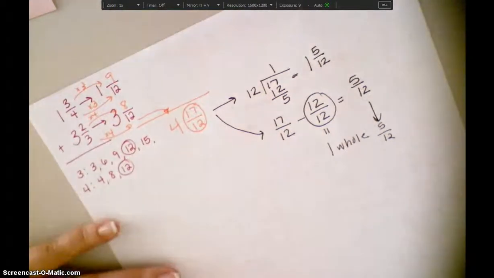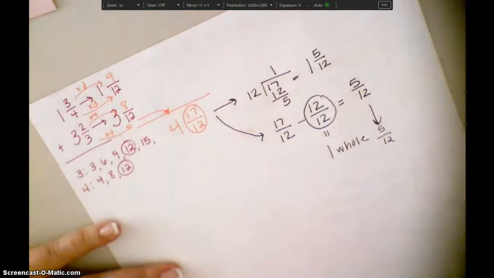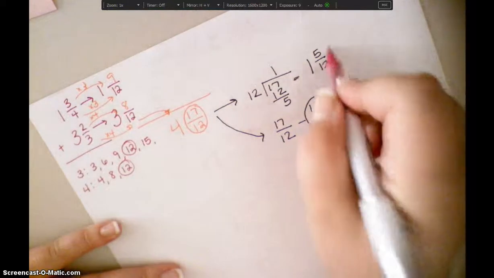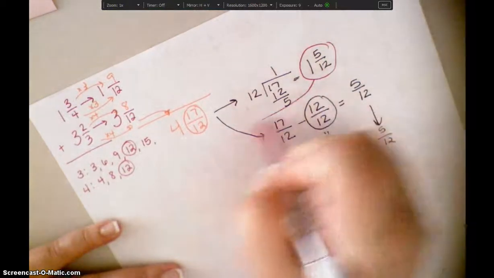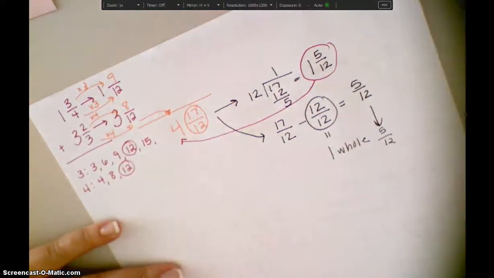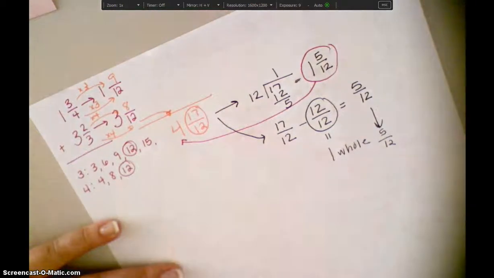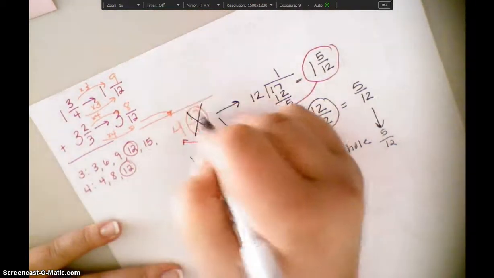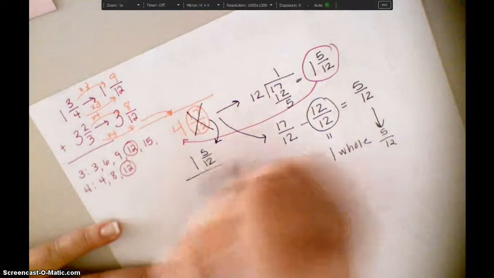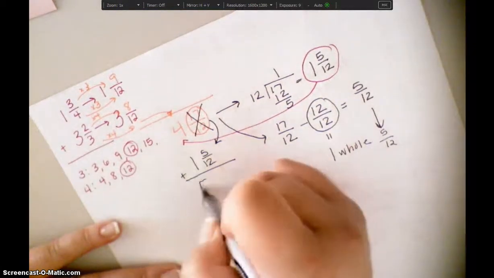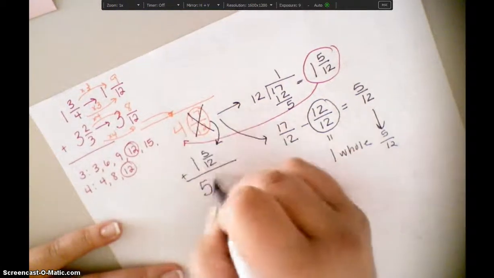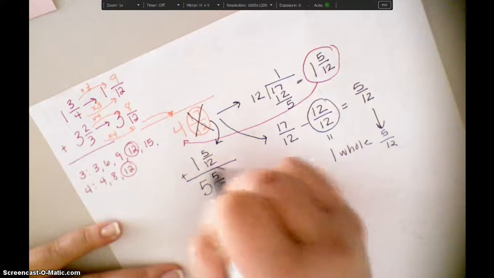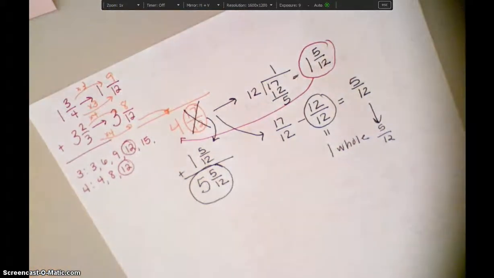But now what I have to do, and this is the part people forget, is I need to take this 1 and 5 twelfths and add it back to the 4. So now I have 4 plus 1 and 5 twelfths. This is gone because that is now this. So 4 plus 1 is 5. 0 plus 5 twelfths is 5 twelfths. So my final answer would be 5 and 5 twelfths.